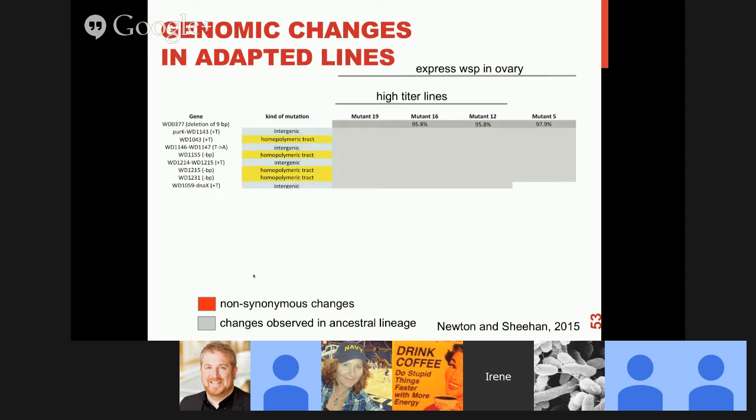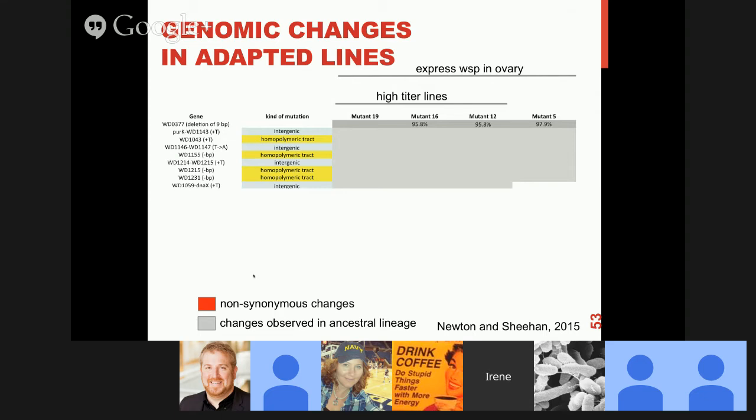Okay, so this stuff was published in AEM pretty recently, if you want to check out the paper, but I'll just highlight some of the differences that we observed. So first, obviously, we observed changes in our ancestral lineage that were not present in the WML reference. And that's not very surprising at all.